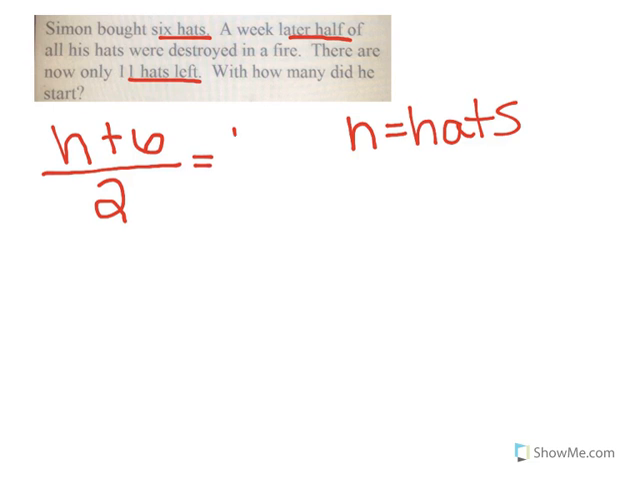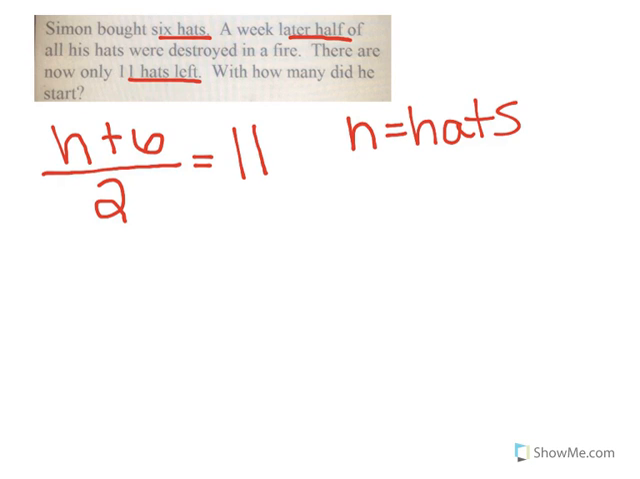Equals 11 hats left. This would be the equation that you would set up to solve the problem, which is really the hardest part. It's just kind of understanding where the variable goes, where the other numbers go, how they relate and work together. Once you have it set up, it's just solving a 2-step equation.